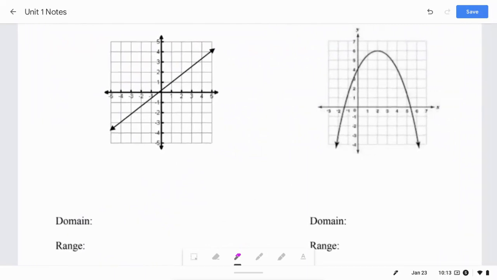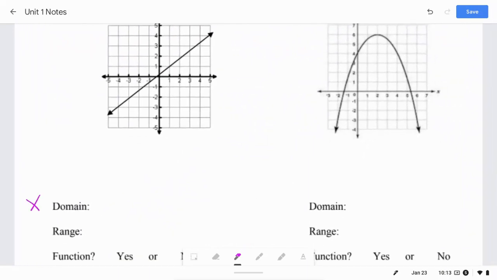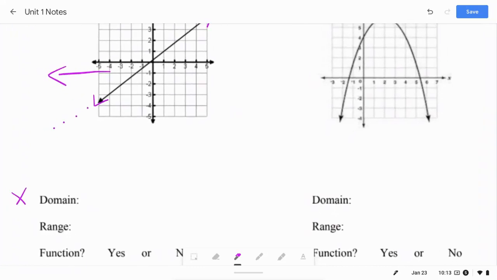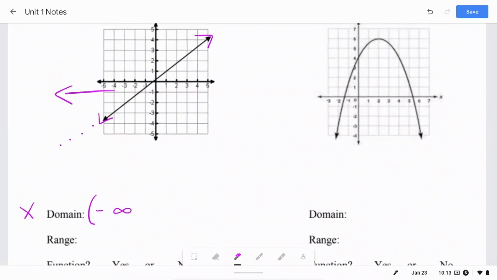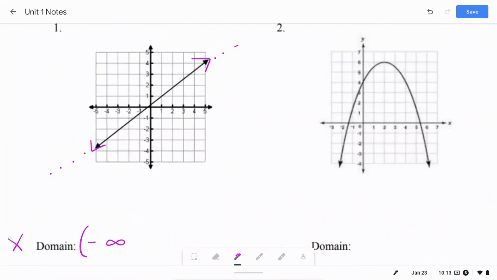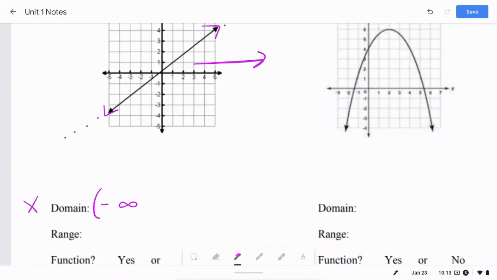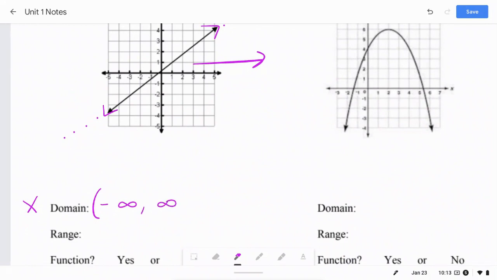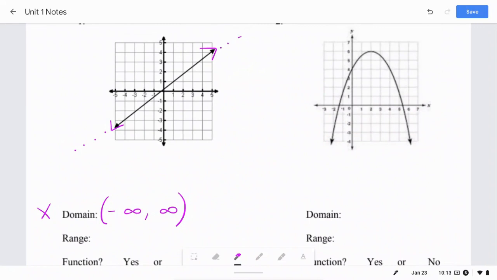So in example 1, just remember domain is the x value. So how far to the left is the graph going? How far to the right? There are arrows on both ends. So technically this graph is going to go forever to the left, which is considered negative infinity. And then how far to the right is this graph going? Since there's an arrow, technically it's going to go forever towards the right, so that would be towards positive infinity. And then just make sure you put parentheses around both.